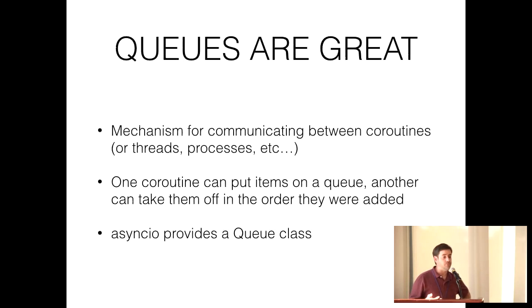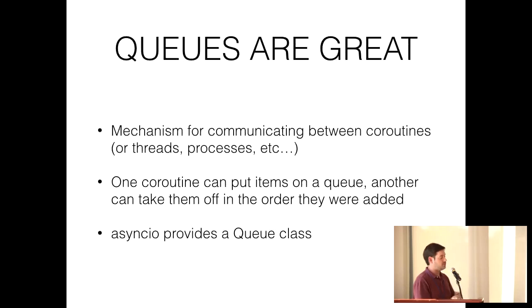Queues are fantastic and they're a great way of communicating between coroutines. They're also great if you walk out of here and you say, you know what, I don't want to use asyncio, I'd rather use threads. That's fine. There's a queue object for threads as well, and for multiprocessing. No matter how you're doing concurrent or even parallel programming, this is a very useful object. So a queue is effectively an ordered list of items. One coroutine could put items on a queue, and another one could take them off after they've been added.